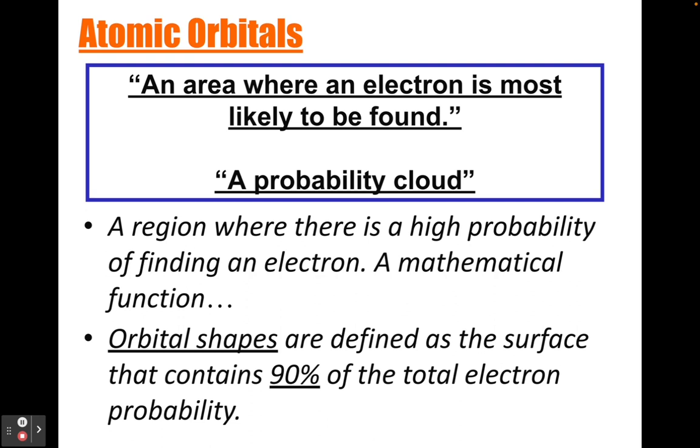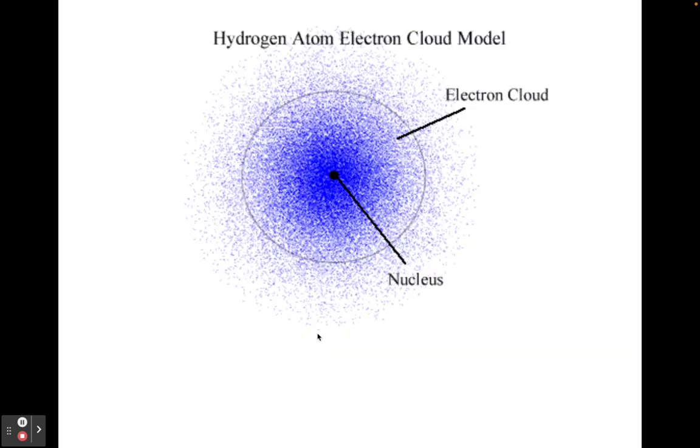So orbital shapes. The shape of an orbital is defined as the surface, right? The surface that contains 90% of the total electron probability. So that is what your orbital is. It's the space in which you have 90% probability of finding the electron within that space. That's what we mean by an orbital.